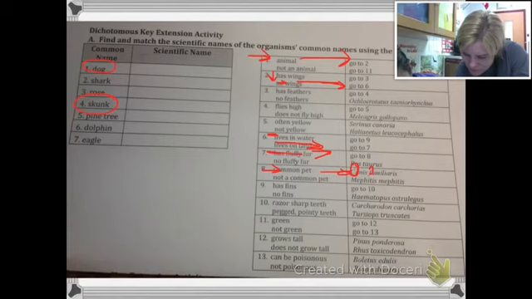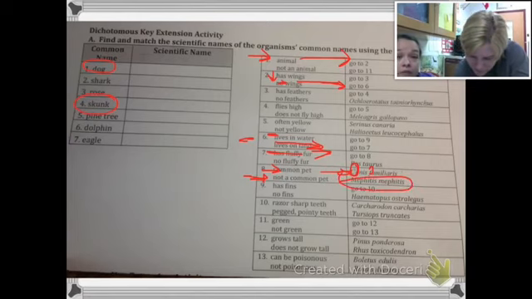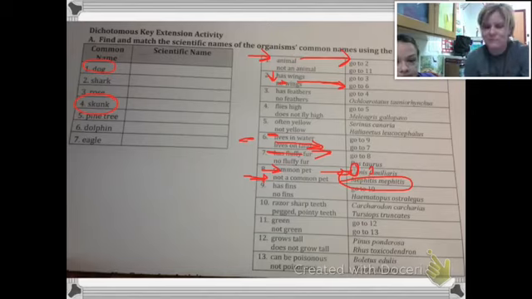Okay, 6. Does it live in water? No, it lives on land. Go to 7. Does it have fluffy fur? I've never petted one, but I think so. So we're going to 8. Is it a common pet? No, not a common pet. So we go on, and there is his scientific name. That was too easy. Very good. So that is how you use a dichotomous key. Cool.